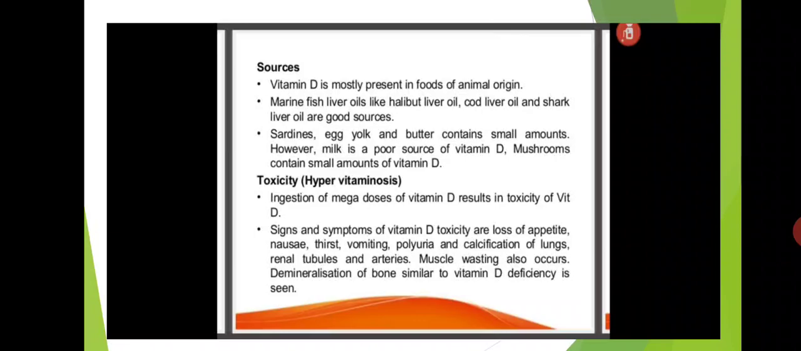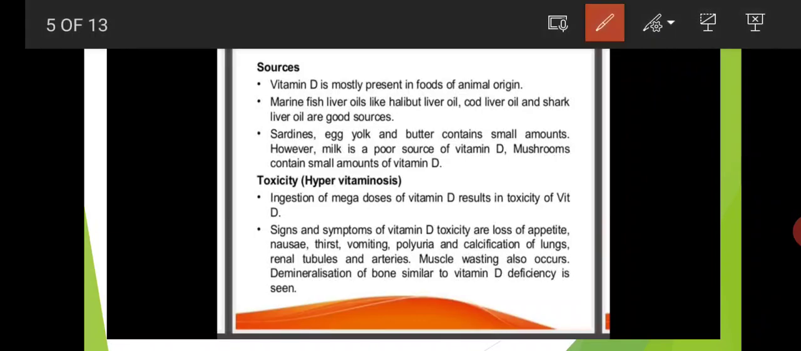And sources of vitamin D. Vitamin D is mostly present in foods of animal origin. Marine fish liver oils like halibut liver oil, cod liver oil, and shark liver oil are the good sources of vitamin D.